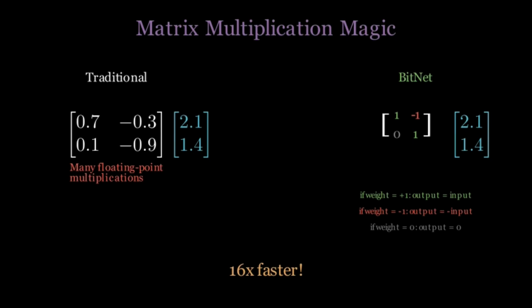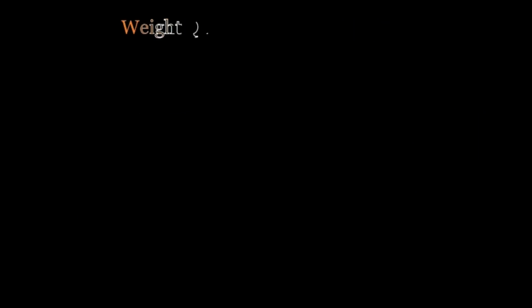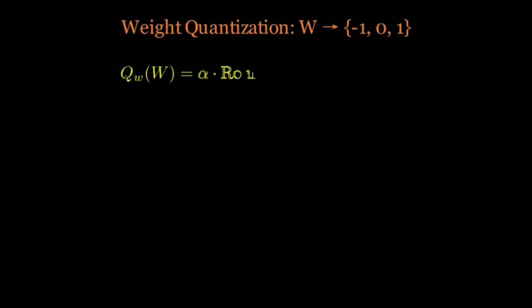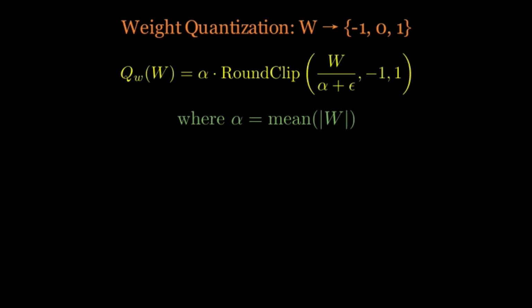So assuming you have the weights W, we need to convert the weights to -1, 0 and 1. So the quantization function becomes Q of W is alpha into round clip W by alpha plus epsilon, and you are round clipping to -1 and 1, where alpha is the mean of the absolute values in W.